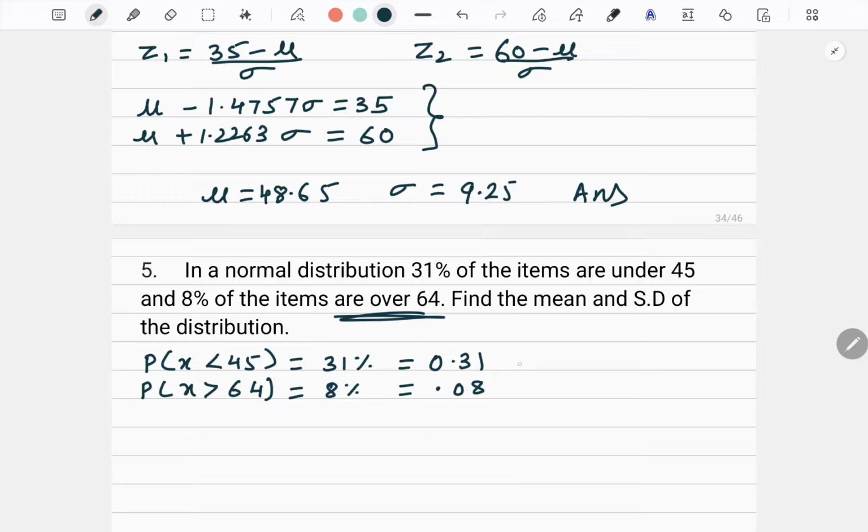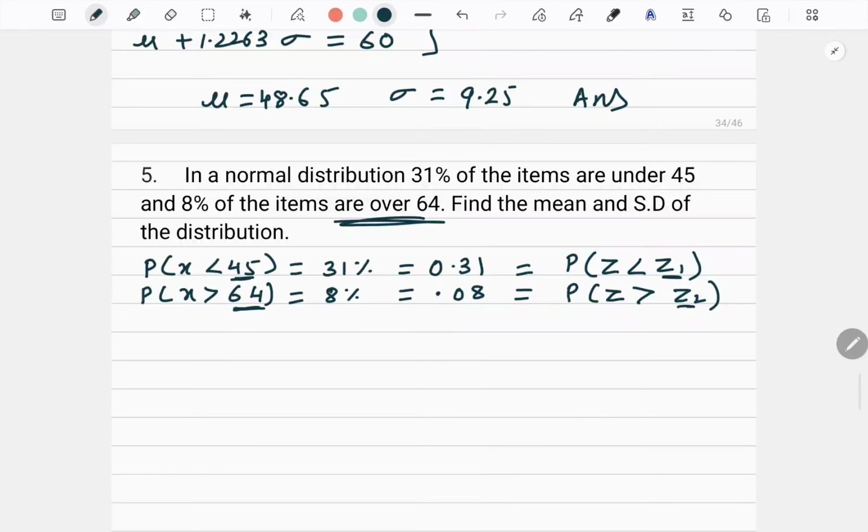Now I can say that this is the probability of z less than z1, because corresponding to 45, I have z1. And this is the probability of z greater than z2, so corresponding to 64, I have z2. Correct? Now, I need to figure out the z1, z2 positions. So let me make my normal curve. Correct? Now let me place them one by one.